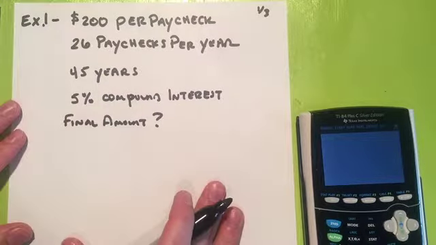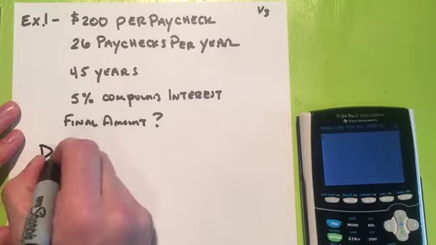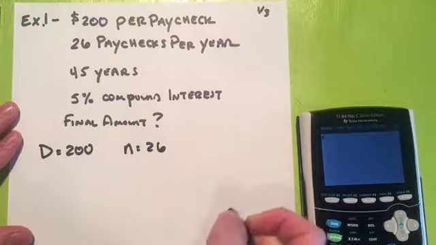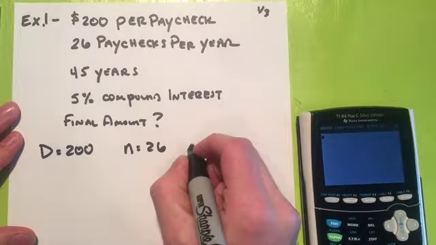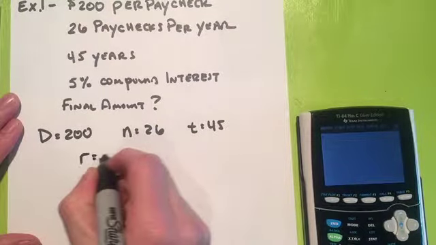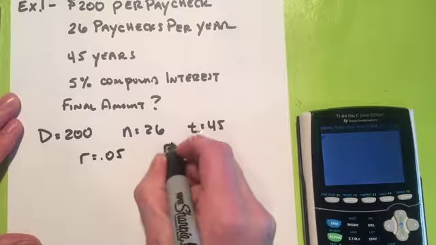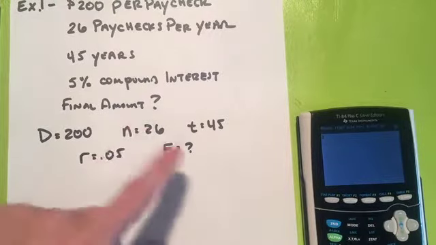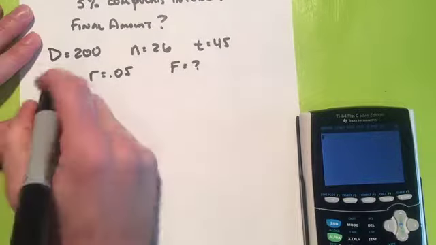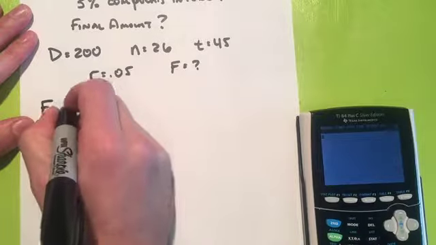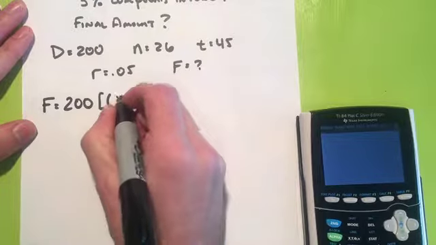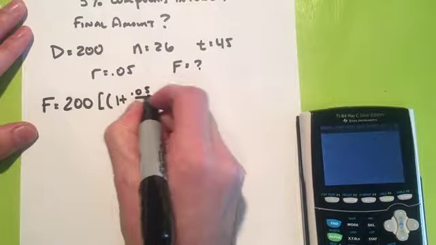So, reading for the information that we have, a deposit amount of $200 per paycheck. We are getting paid 26 times per year. That's bi-weekly. That's reasonable for most of us. Our time is going to be 45 years. We have compound interest of 5%, and we are looking for our final amount. So as usual, I go through and write in what I know and what I don't know, filling into the formula. We've got F equals our deposit amount, 200. Now, I'm being careful with my brackets, just writing things out so I don't miss anything, and then I will transfer this into the calculator.